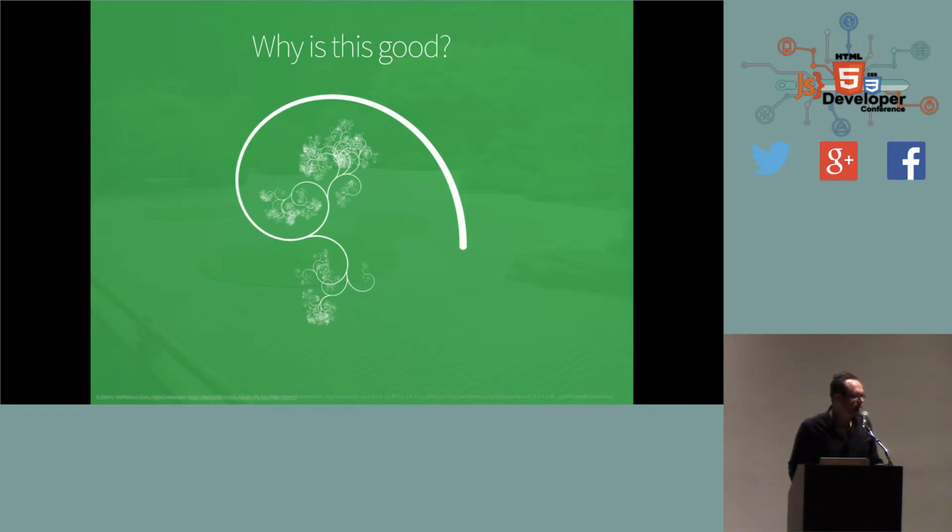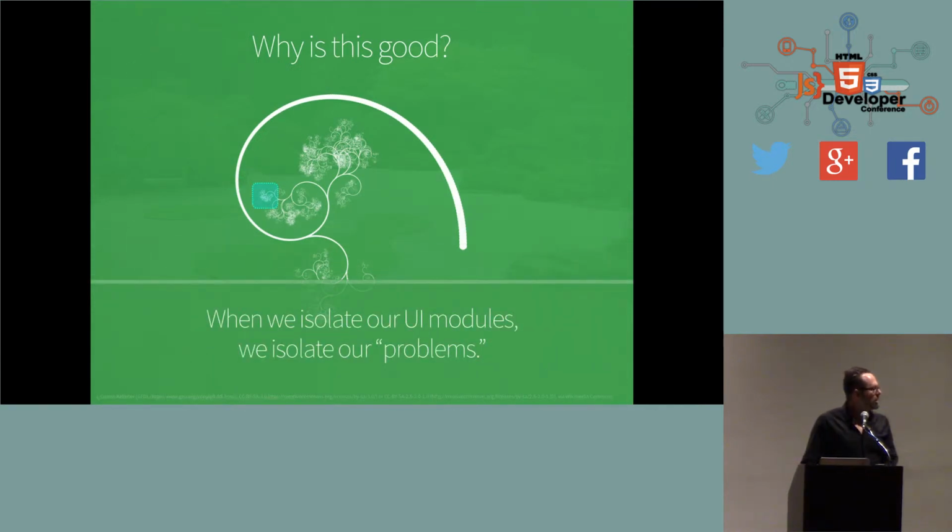So why is this good? Well, it's good because when we isolate our UI modules, we isolate our problems, right? We take a big, gnarly, dirty problem and we break it into lots of little, hopefully not so dirty problems. And when something goes wrong, we can drill into any level and fix that without the complication of the rest of the application getting involved and side effects.